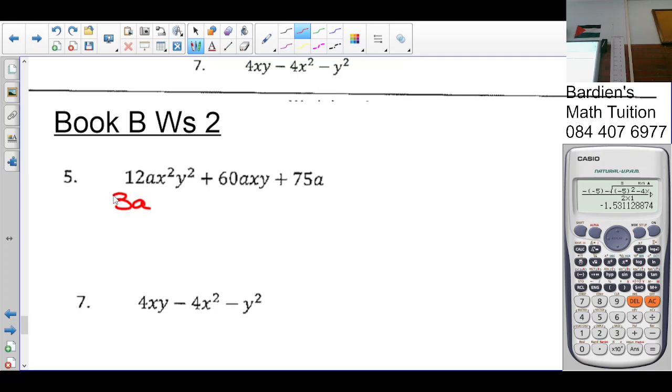So 3a is common. It's in all three terms. Three terms also known as what? Trinomial. So we ask, 3a times what is going to give you 12ax squared y squared? 4 x squared y squared. 3a times what is going to give you 60axy? 20x. 3a times what is 75a?